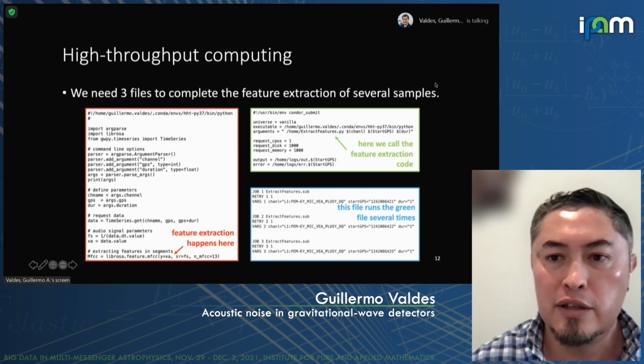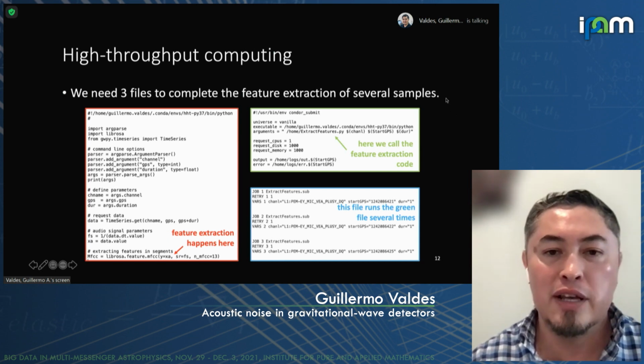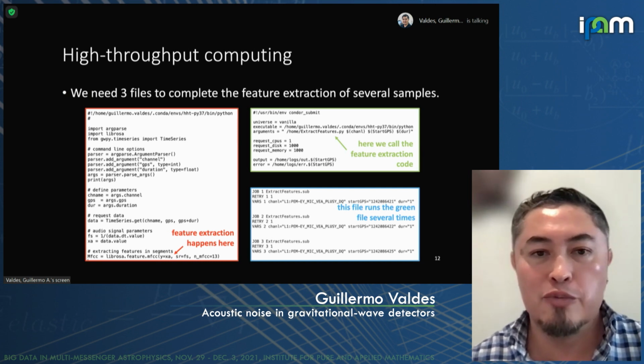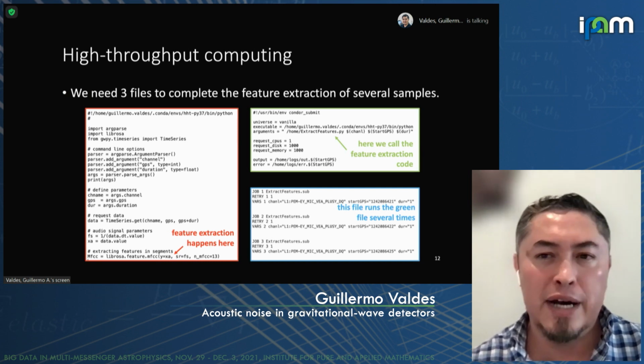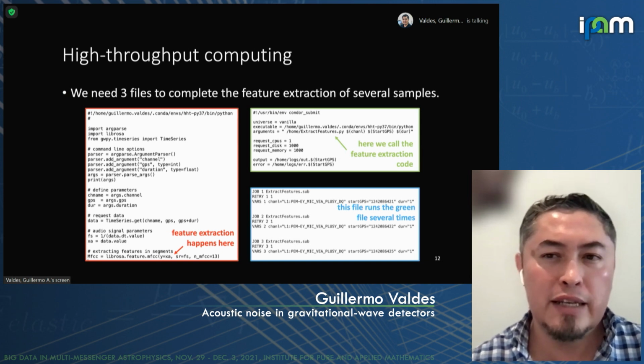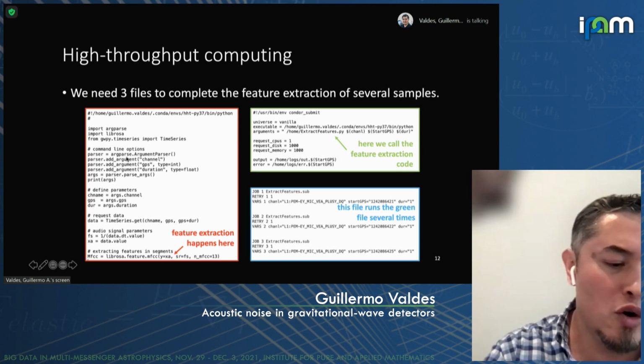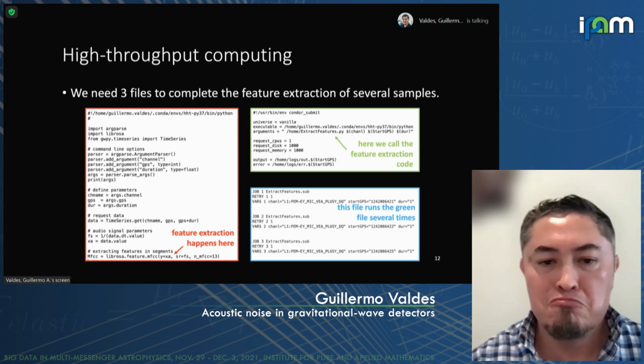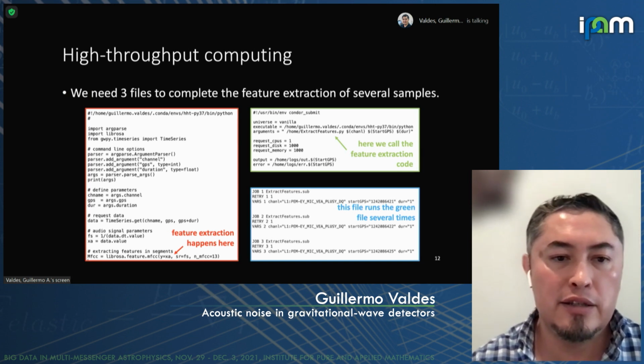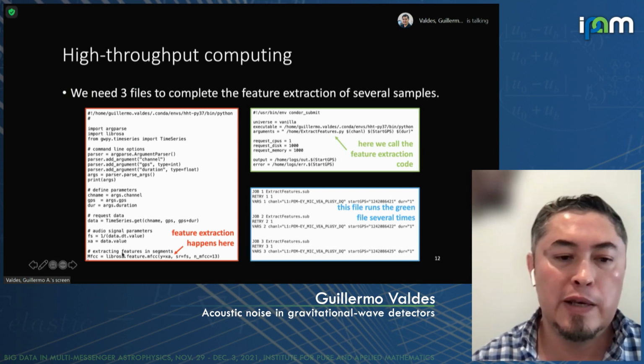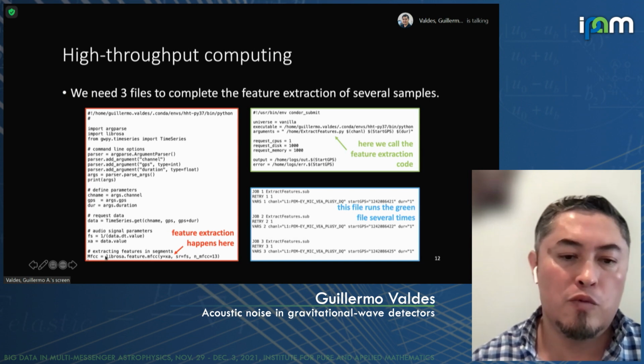Also, I'm not intending to give a hardcore lesson of how to make your programs, but to show you that it's not hard to do. So we basically need 3 of these files. The first file is the code that we want to repeat. In this case, the task that I want to repeat is, for each one of these samples, to take the mel frequency coefficients. The extraction happens here, you have the code.